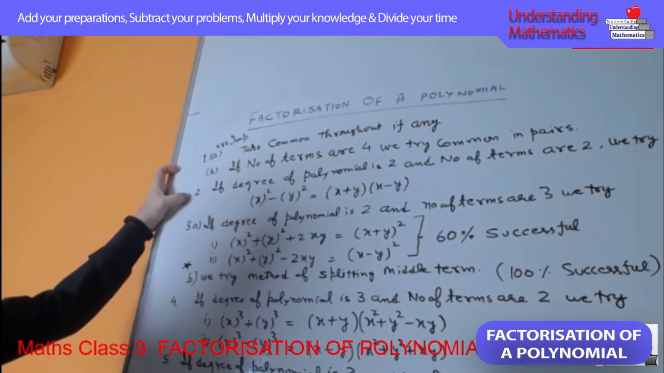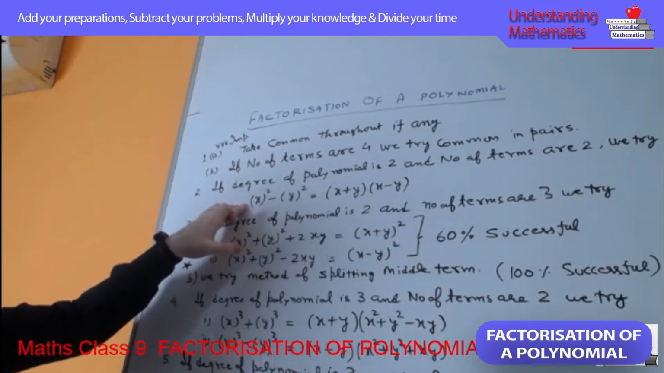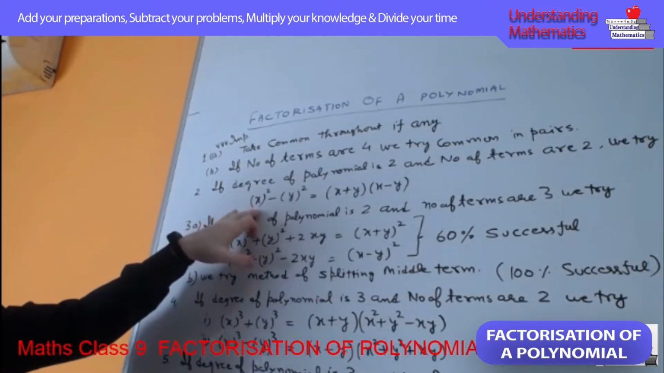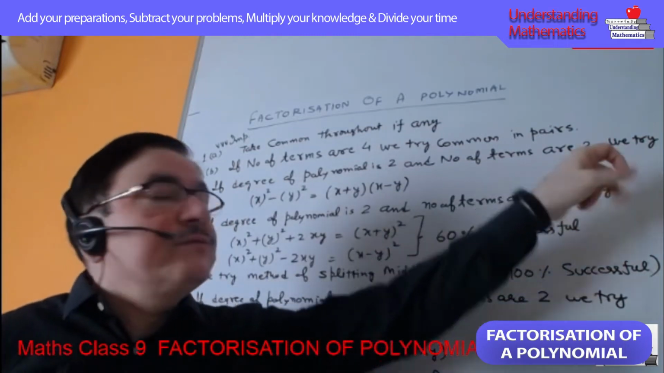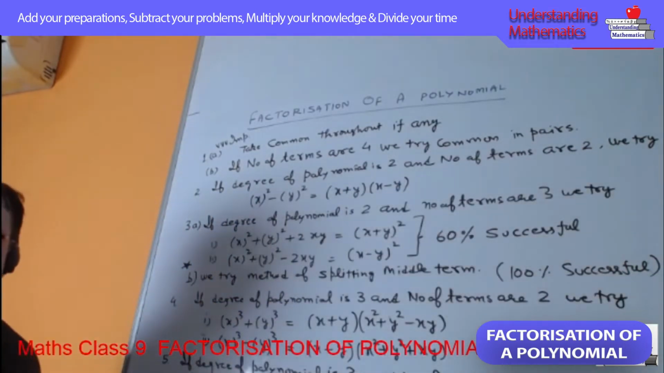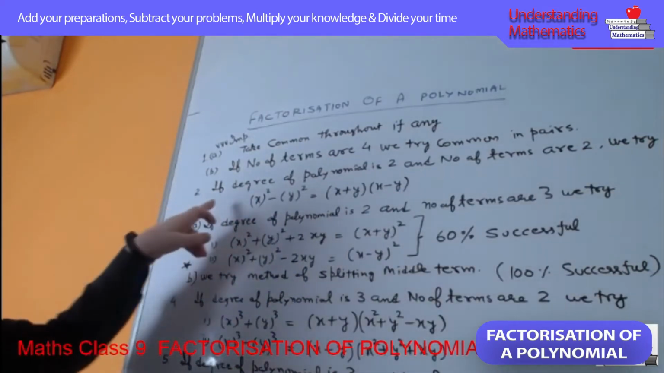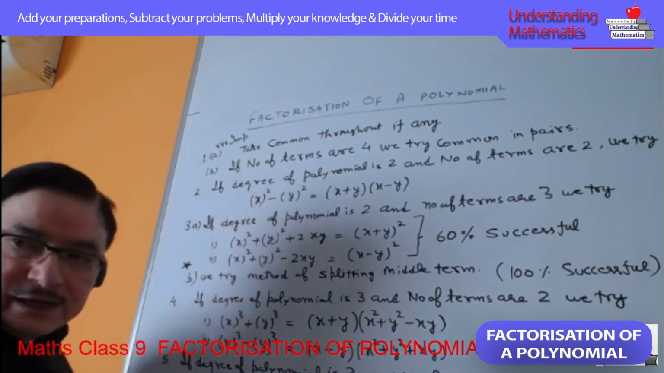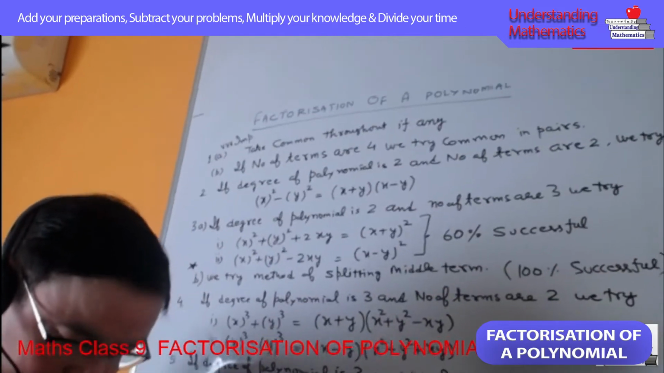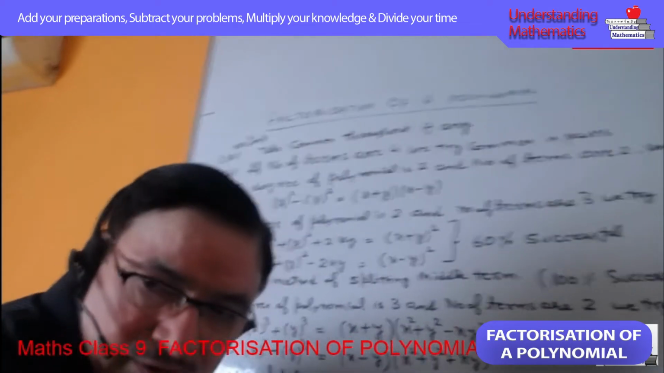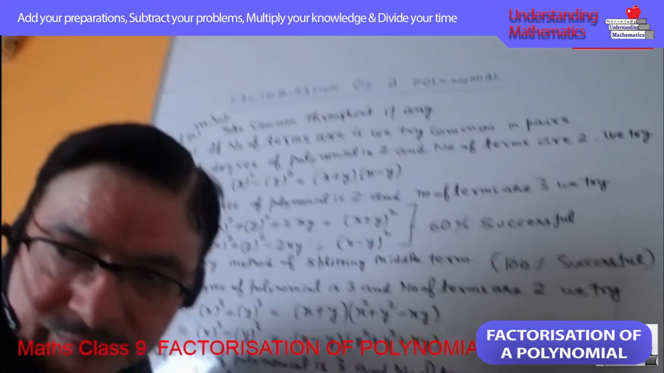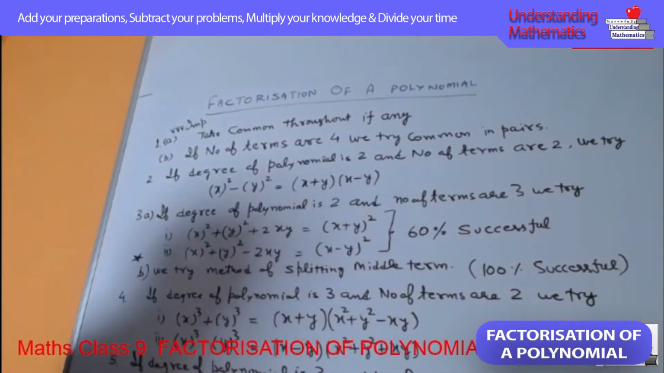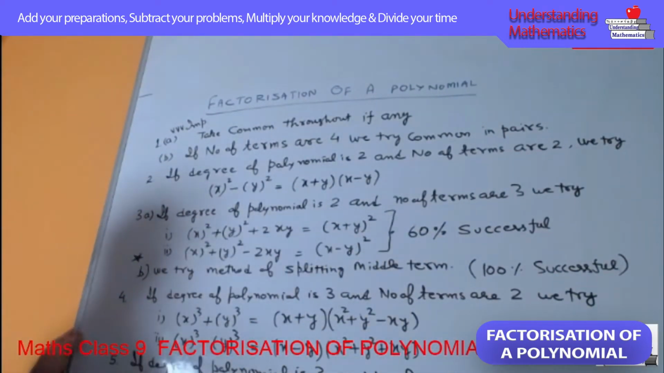So when the degree is 2 and the number of terms is 2 only with a negative in between, we try. We think of applying identity 1, x square minus y square equal to x plus y, x minus y. This is the easiest possible step, the simplest identity, for a degree 2 polynomial.